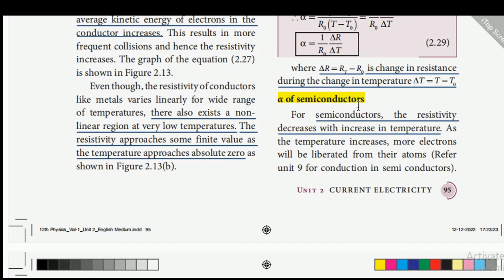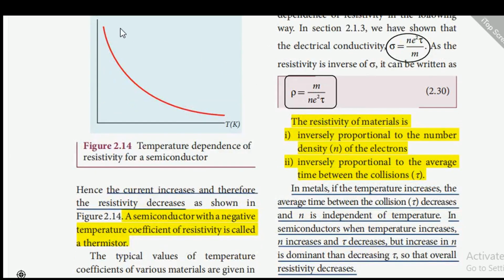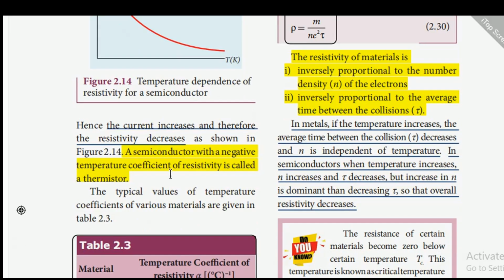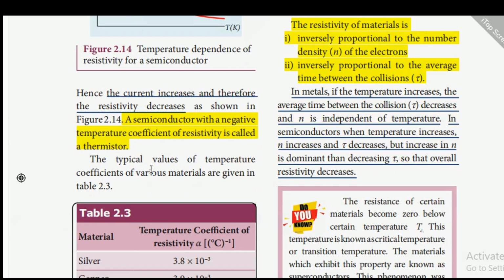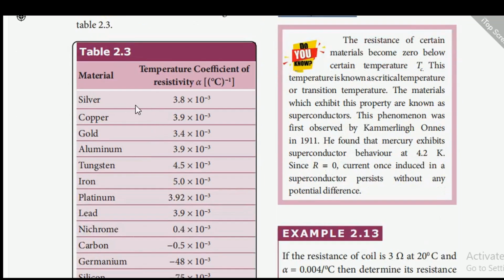And α of semiconductors. For semiconductors, the resistivity decreases with increase in temperature. As the temperature increases, more electrons will be liberated from their atoms. And the graph will be like this. Hence, the current increases and therefore the resistivity decreases as shown in this diagram. A semiconductor with a negative temperature coefficient of resistivity is called a thermistor. So you can write this answer for the question, what is a thermistor? The typical values of temperature coefficients of various materials are given in this table column. For example, silver has the temperature coefficient of resistivity as 3.8 × 10⁻³ per degree Celsius.